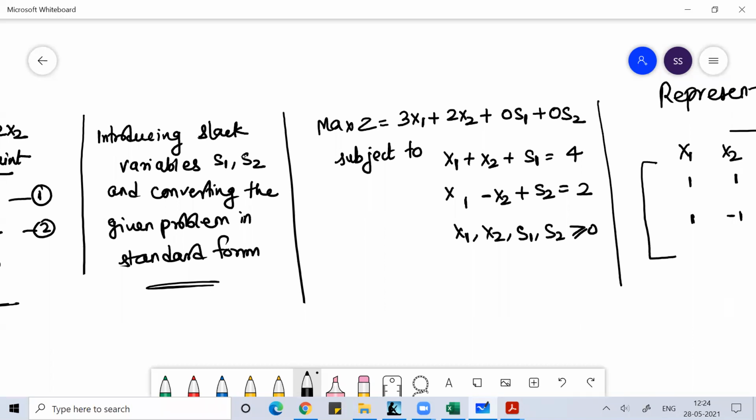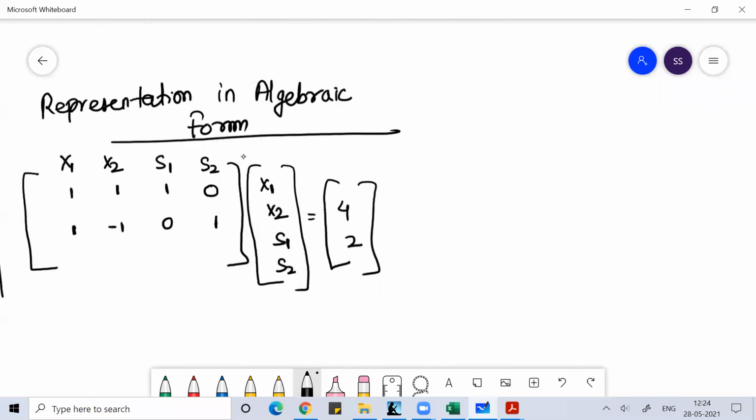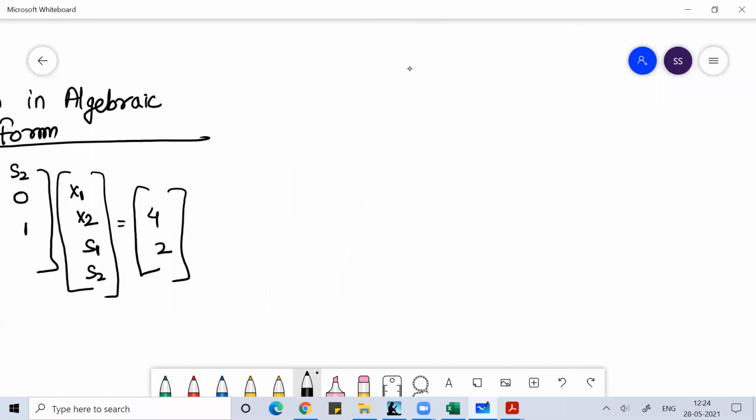Now once you're done with this, you can solve this problem by the algebraic method, or you can solve this problem by the tabular method. I prefer to solve this problem by the tabular method. The algebraic method I don't follow to solve this problem. So now I'll try to solve this problem.